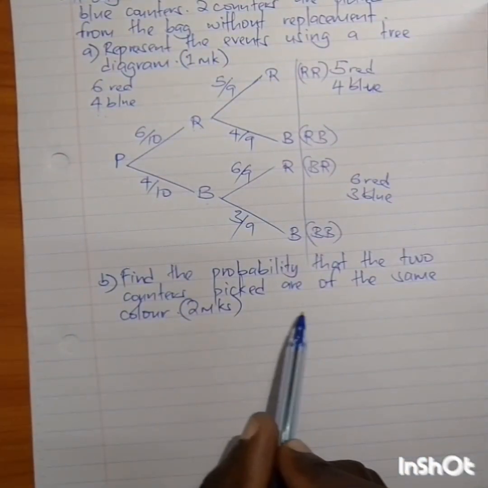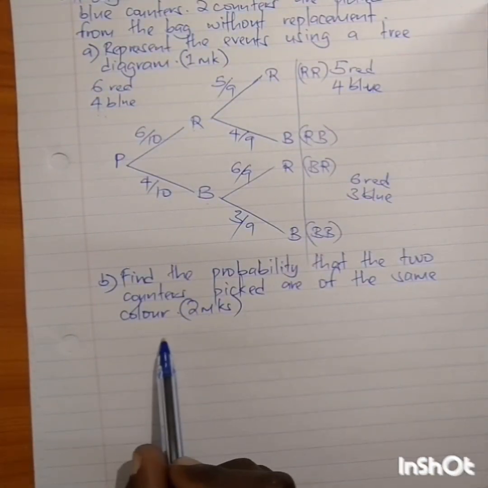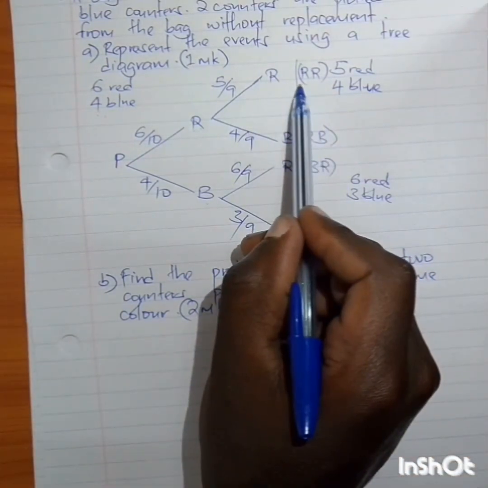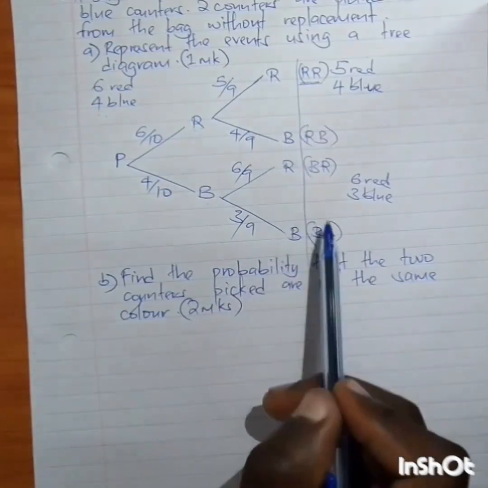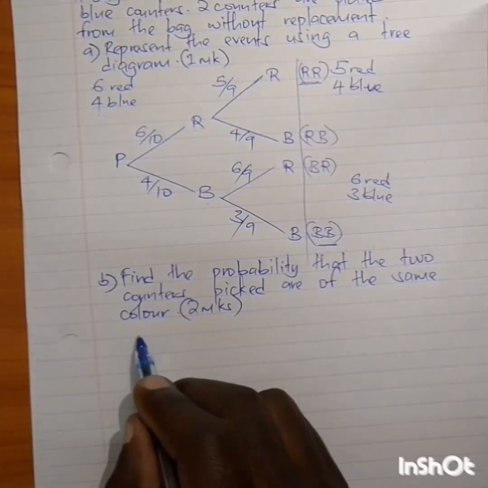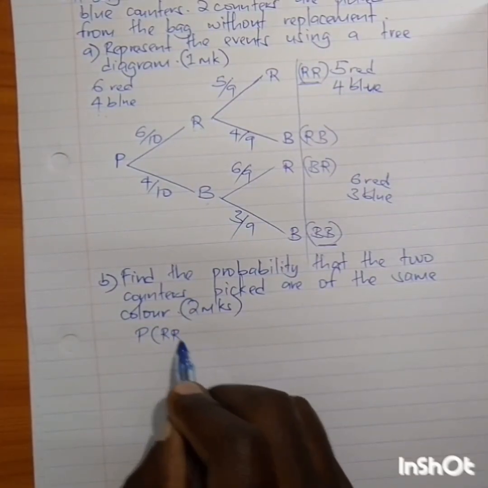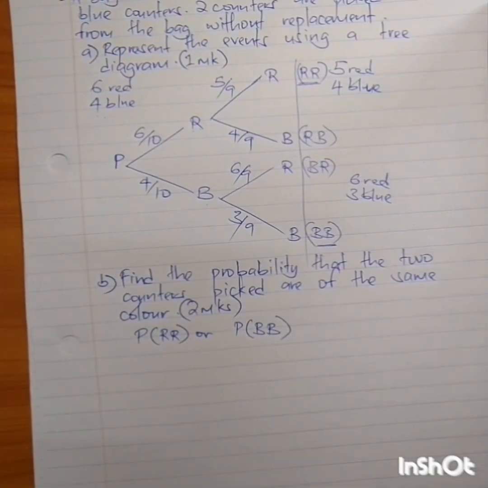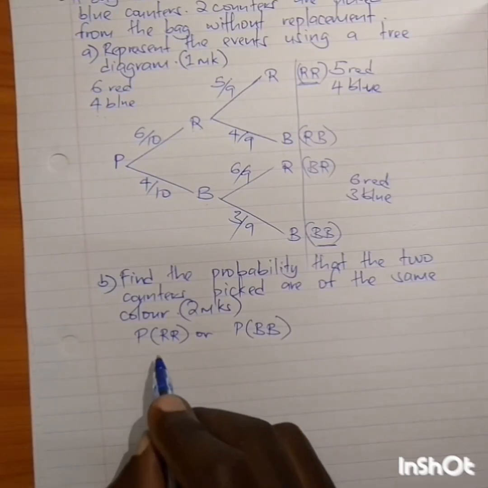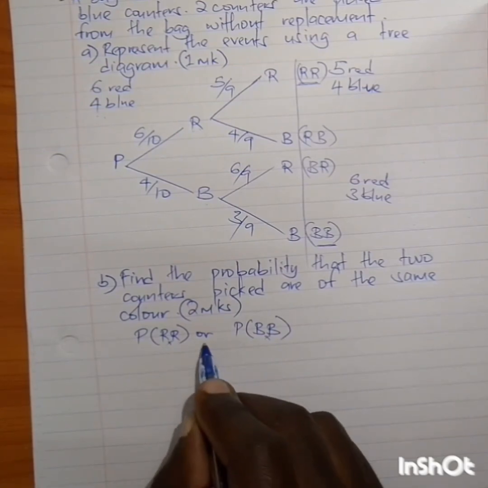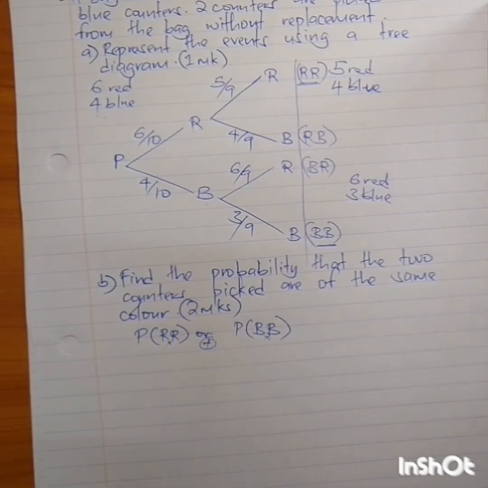So the probability that the 2 counters picked are of the same color. Which colors are there? Red and blue. So we want the probability that they picked red and red, which is this one, and the probability that they picked blue and blue, which is this one. So we either have the probability of picking red and red or the probability of picking blue and blue. To find the total probability, you need to understand that we use a multiplication sign inside the bracket and an addition sign where we have OR. So this one will become plus.